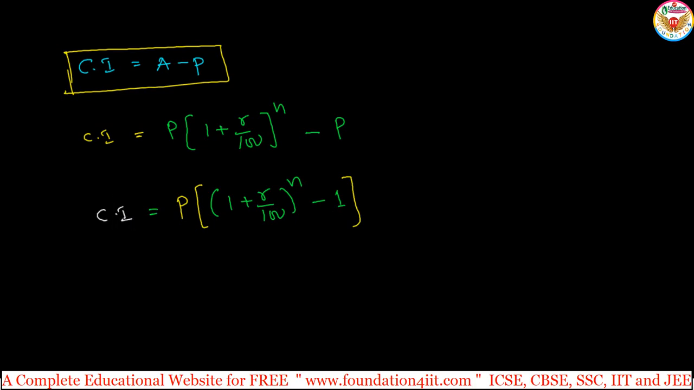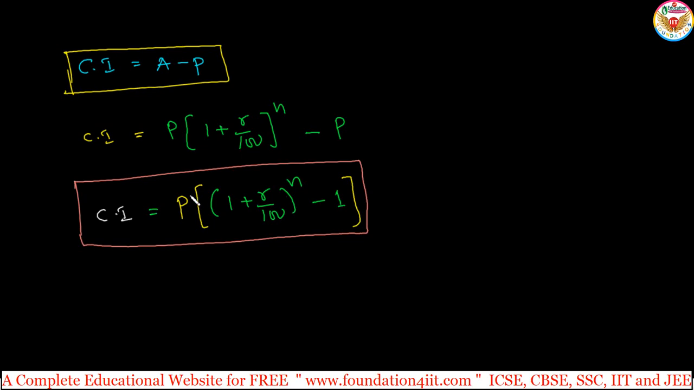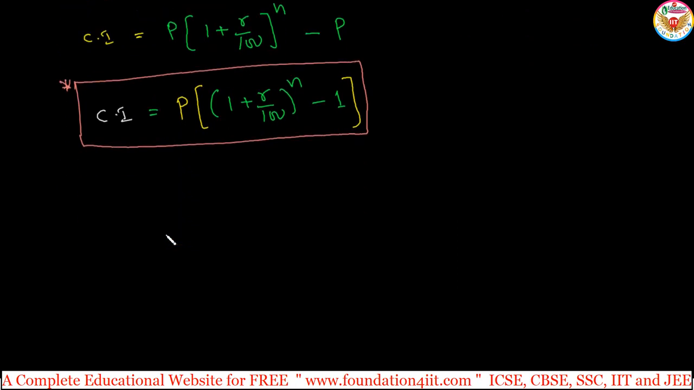So directly, if you want to find out the compound interest, you can apply this. The same answer will come anyhow. Instead of applying this directly, compound interest is equal to amount minus principal. First, you can calculate the amount. There is one option: amount is equal to P into (1 plus R by 100) to the power n. Then use compound interest is equal to A minus P, or directly substitute in this formula to find out the compound interest straight away.